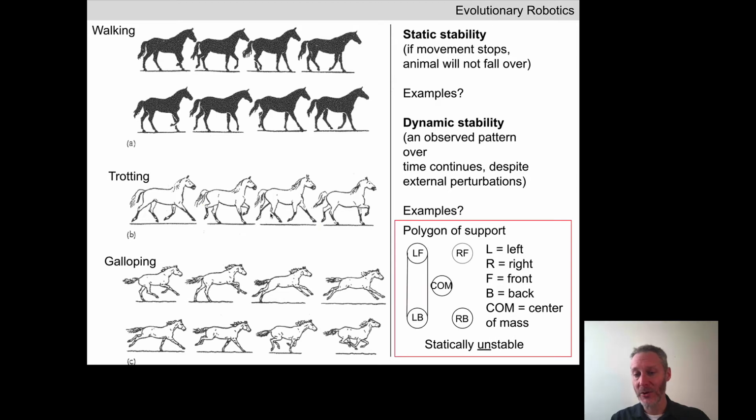Here's another example of changing the polygon of support. So in our hypothetical horse down here, assume that the right back leg has come off the ground. Now the polygon of support is much more narrow. If the center of mass is more or less under the belly, the horse is going to start to tip over to its right.